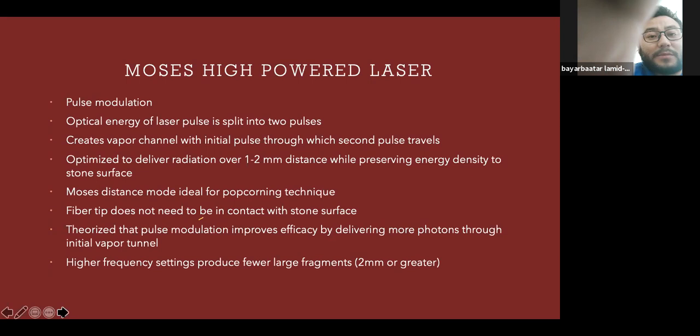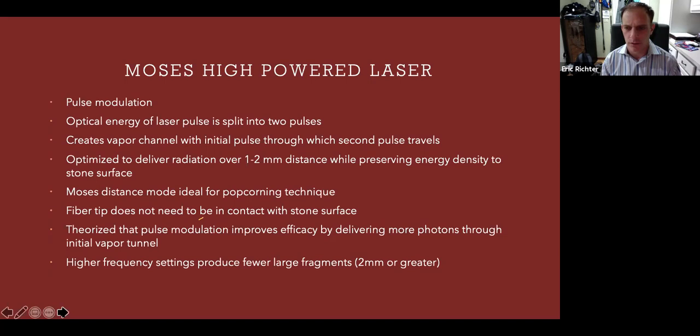Okay, just wait. I'm just confused. Optimize it to deliver radiation over 1 to 2 millimeter. What does it mean? I couldn't get it. Which part, the 2 millimeters or greater?